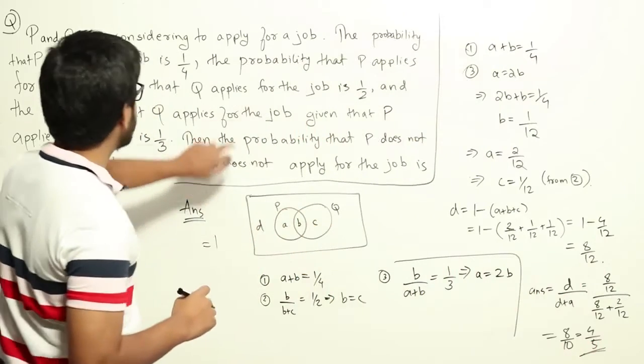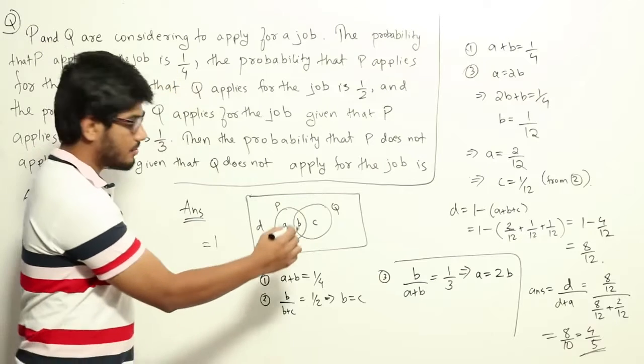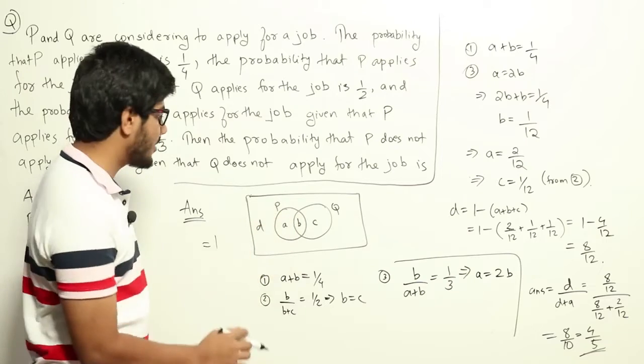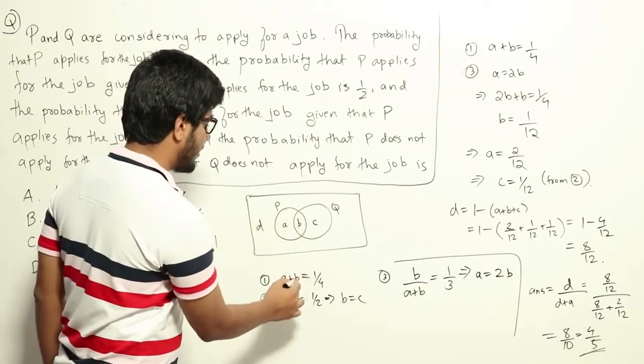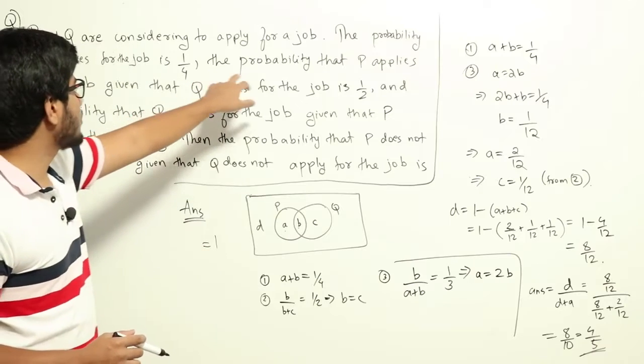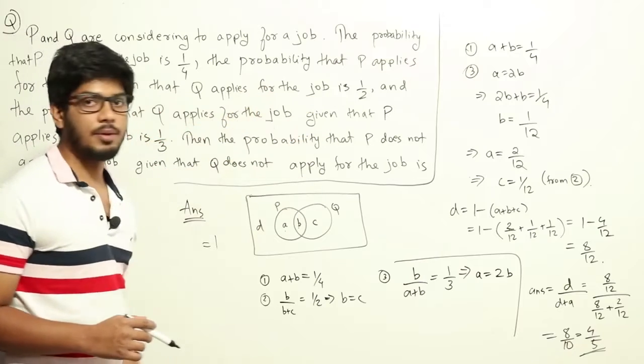Now if you look at the question, it's given that the probability that P applies for the job is 1 by 4. So this circle represents P applies for the job, and the value of that will be 1 by 4, meaning A plus B will be equal to 1 by 4 here. Now the second condition is that the probability that P applies for the job given that Q applies for the job is 1 by 2.